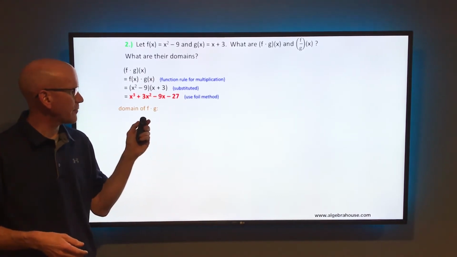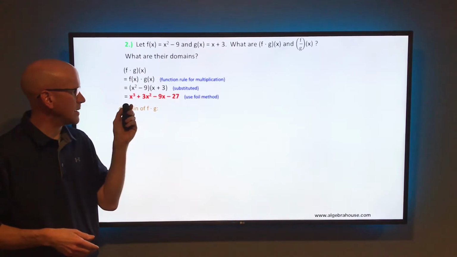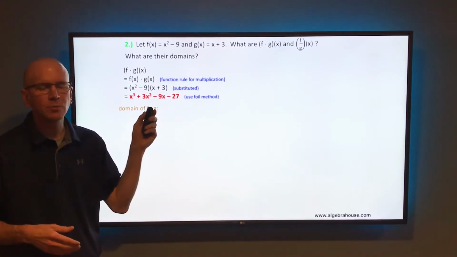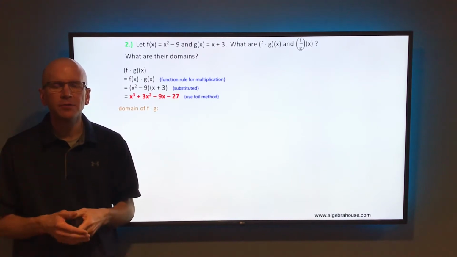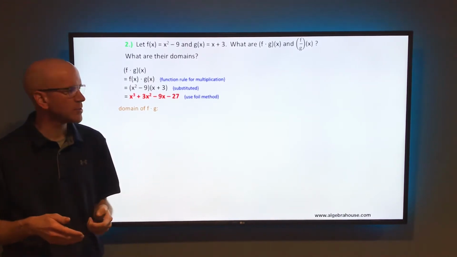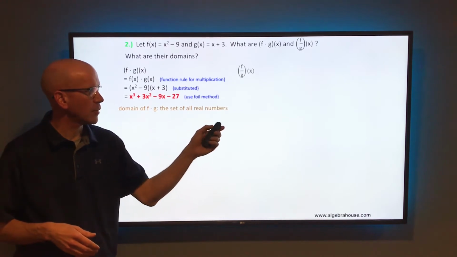The domain of f times g. So look for any square root signs, any fractions, which there are none, so there are no restrictions. That means the set of x values would be all real numbers. There are no restrictions on the domain. It's the set of all real numbers.